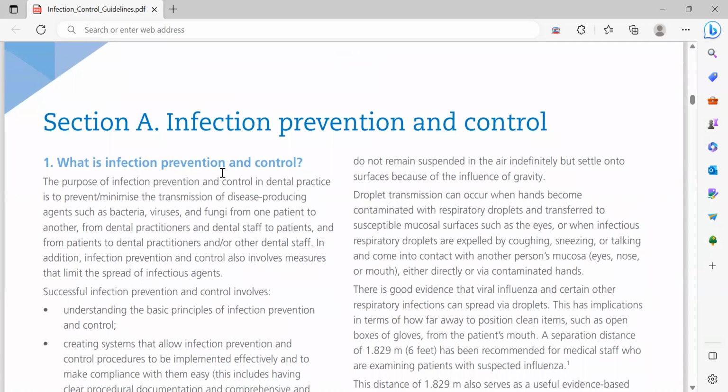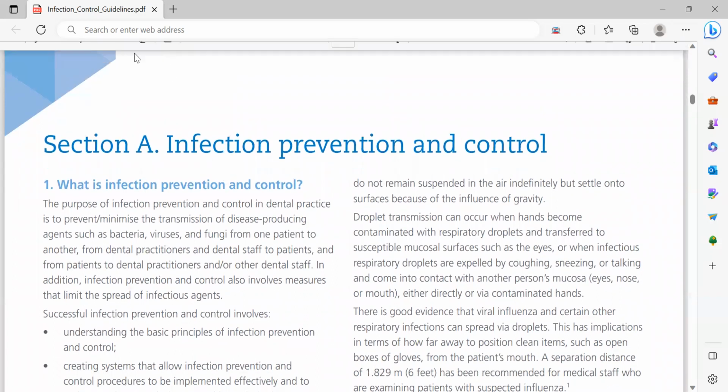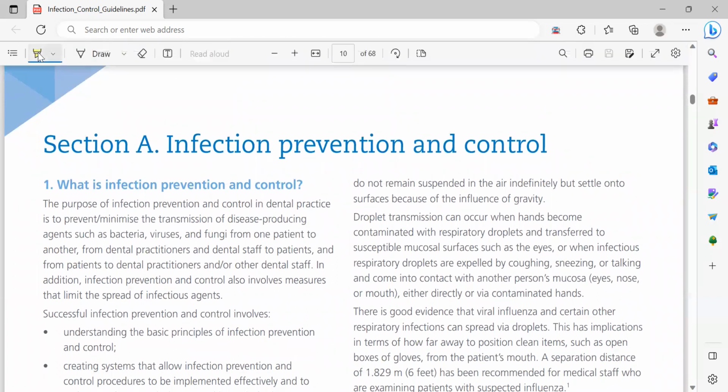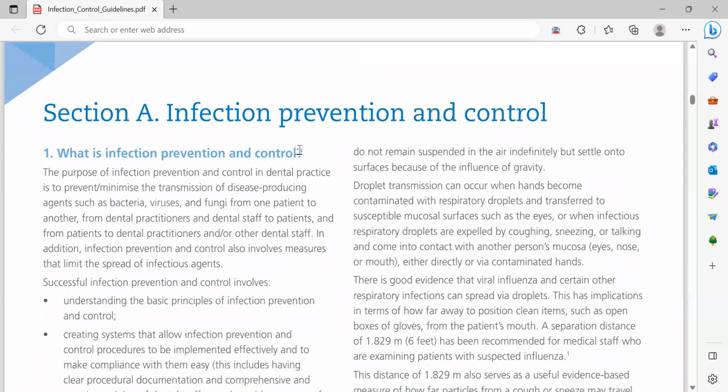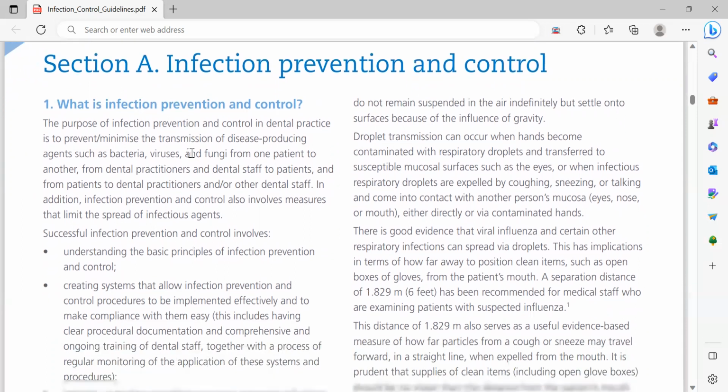I won't be reading it word for word, but I can highlight some important points for you that would help you in getting a general idea. And if you read it, you will get a better understanding. So first you need to start from section A, infection prevention and control. What is infection prevention and control?